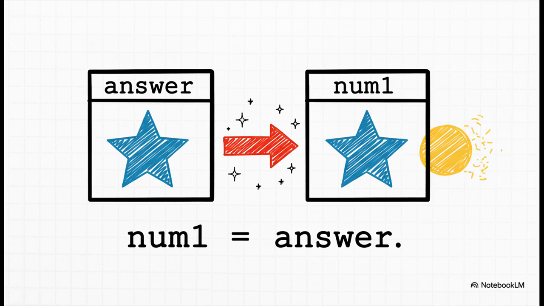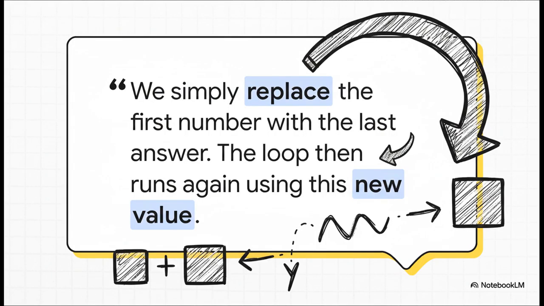After each calculation, we just take the result, which we stored in answer, and assign it right back to our first number variable, num1. So just think about what that means for a second. When the user types y to continue, we just overwrite the old num1 with a brand new answer. Then the while loop runs again, but this time, the starting number for the next calculation is the result from the last one. It's such a simple update, but it powers our entire chaining feature.